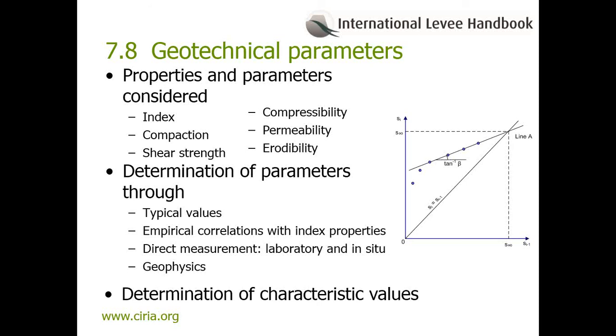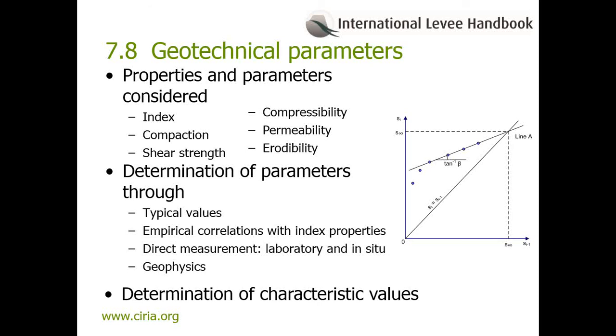Definition of geotechnical parameters, as we said, is limited to those most appropriate to levees. These are considered to be the index properties, compaction, shear strength, drained and undrained, compressibility, permeability, and erodibility. For each of these, there is some discussion on the geotechnical properties. To aid in the assessment of the parameters, the following approach has been adopted.